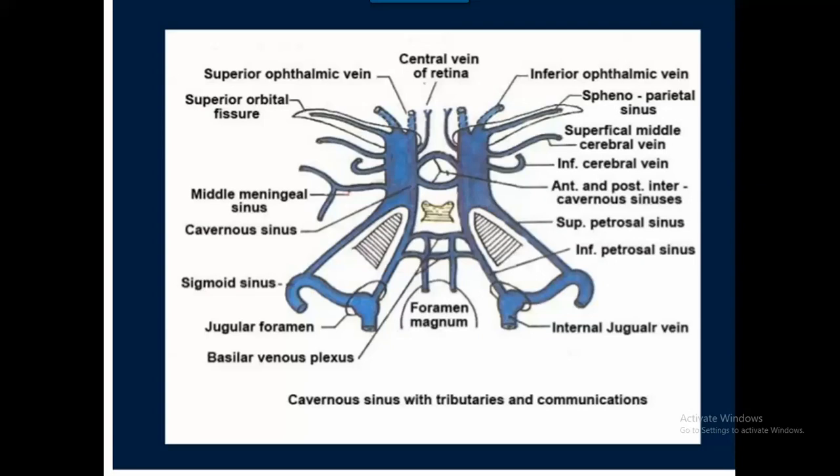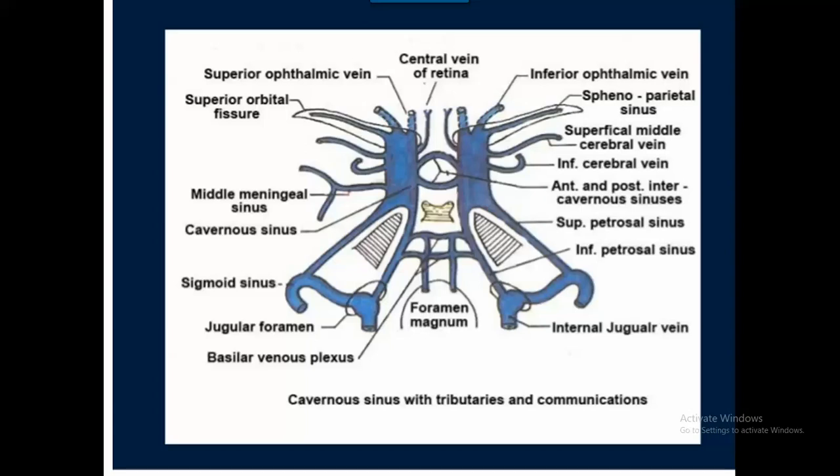This shows us the communication of the cavernous sinus with the other sinuses and veins. In the anterior aspect, the central vein of the retina and the superior ophthalmic vein go through the superior orbital fissure. From the posterior aspect, it communicates with the superior and inferior petrosal sinus. Petrosal means related to the petrous part of the temporal bone, along its upper and lower margins. Laterally it communicates with the middle meningeal sinus.